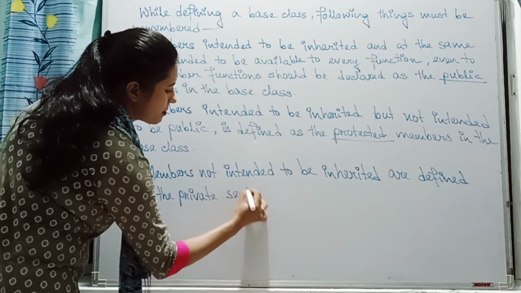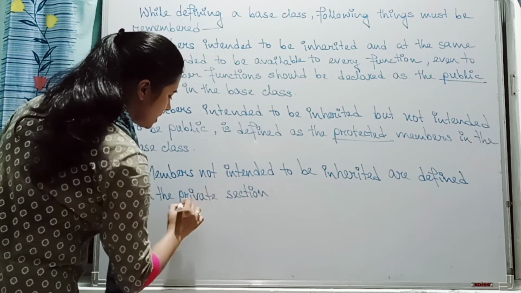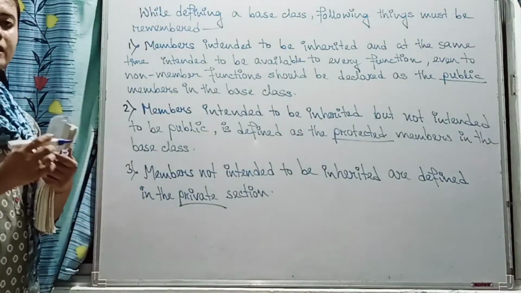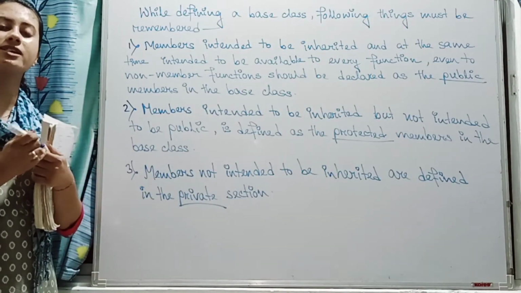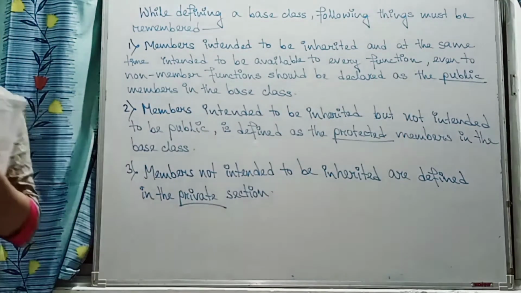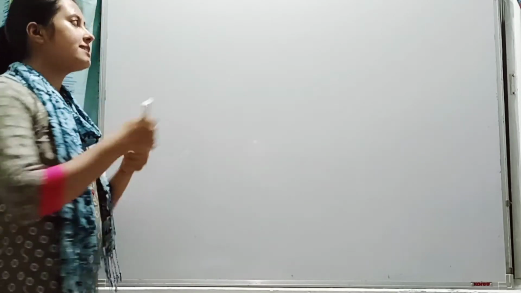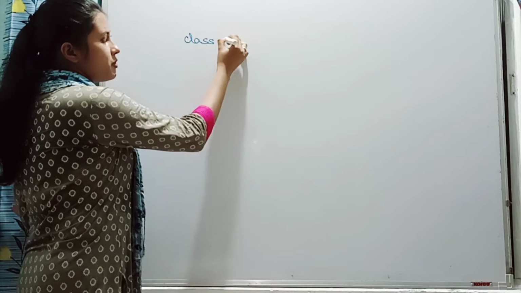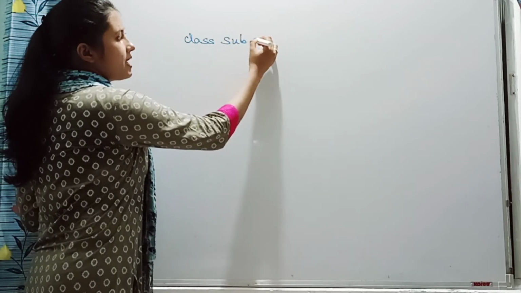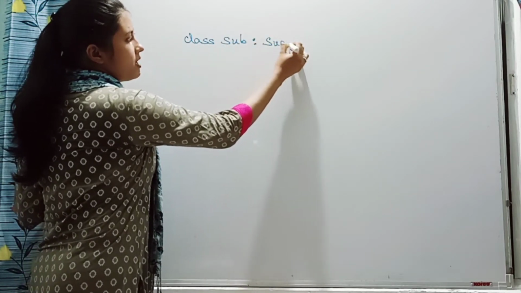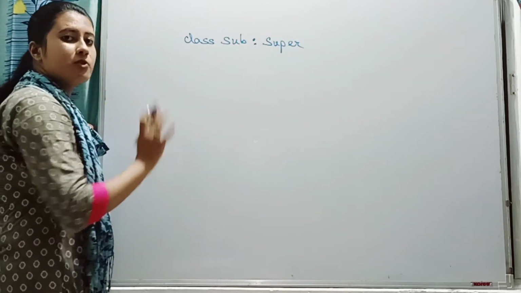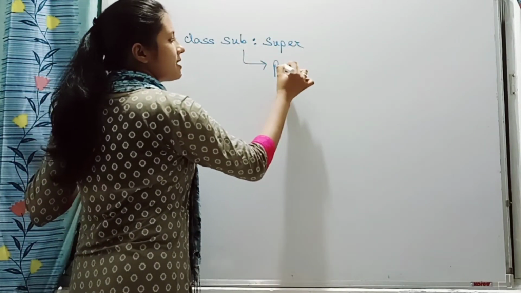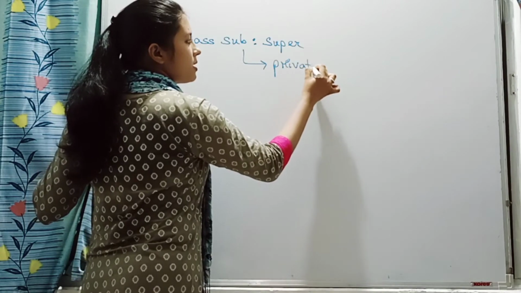That you always remember. Okay. So if you don't want to inherit any member to the derived class, it must be defined under which section? Private section. Okay. So from here we can summarize that when we are defining a subclass and we are not giving any visibility mode, then this means what? This is the private derivation of the superclass.